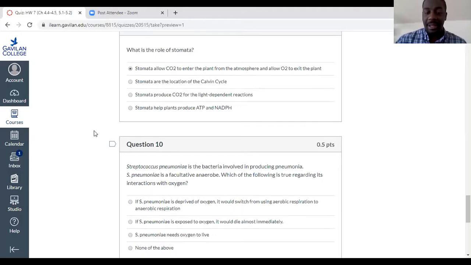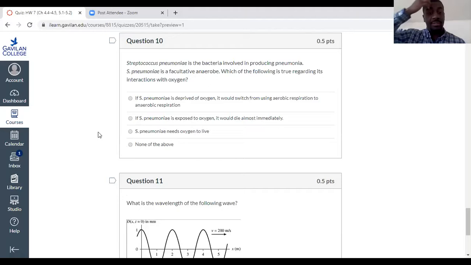Okay. Number 10. Streptococcus pneumoniae is the bacteria involved in producing pneumonia. S. pneumoniae is a facultative anaerobe. Which of the following is true regarding its interactions with oxygen? A, if S. pneumoniae is deprived of oxygen, it would switch from using aerobic respiration to anaerobic respiration. B, if S. pneumoniae is exposed to oxygen, it would die almost immediately. C, S. pneumoniae needs oxygen to live. Or D, none of the above. What do we think?